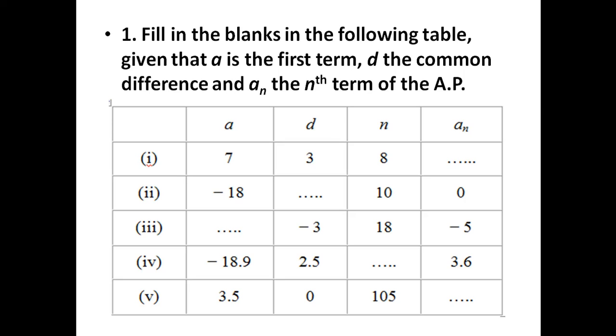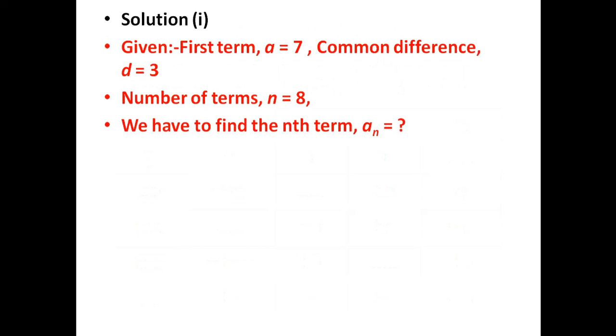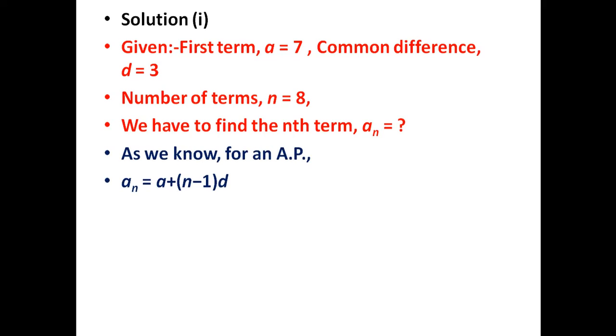we have a equal to 7, d equal to 3 and n equal to 8. We have to find out an, that is the 8th term. What will the 8th number be in the AP series? So first term is a equal to 7, common difference is 3, that is given, and the number of terms is 8. So we have to find out an. So you have to write the formula: an equal to a plus n minus 1 into d.